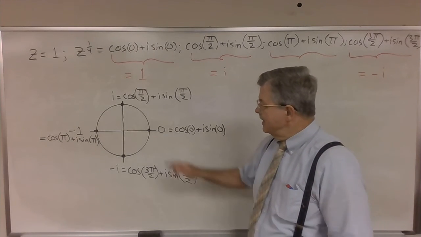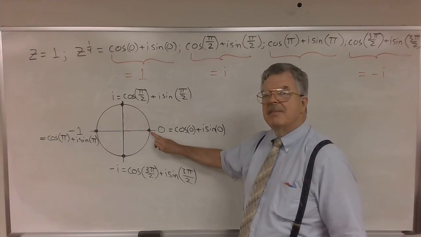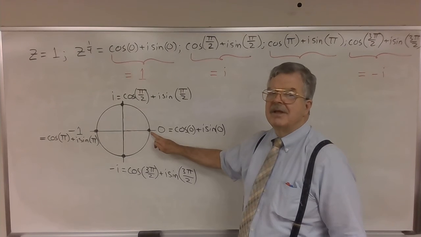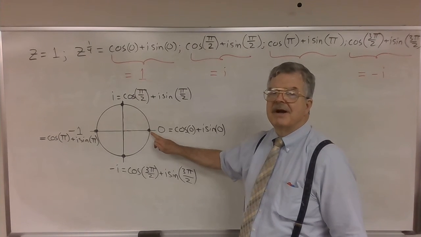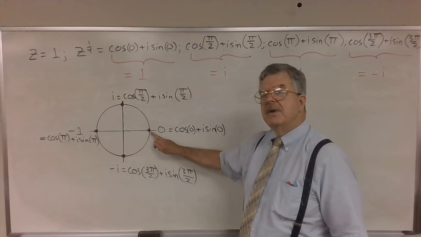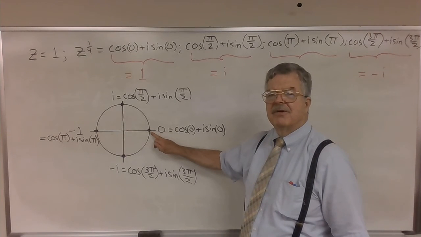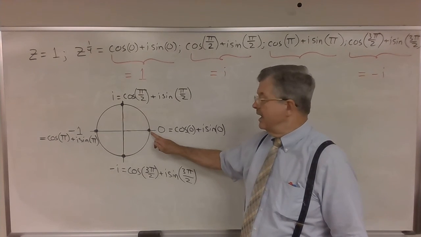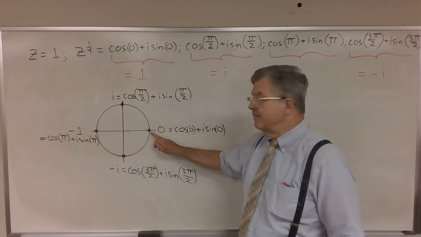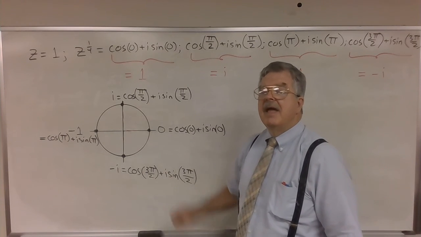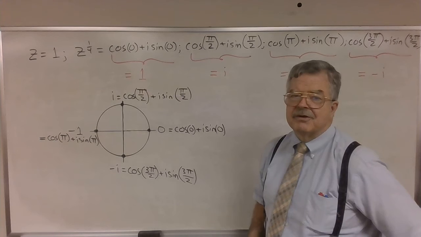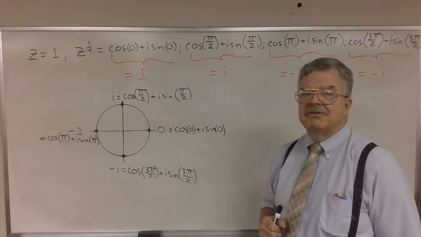We know that the nth root of 1, no matter what n is, n being 1, 2, 3, 4, 5, 6, 7, 8, we know that the nth root of 1 for any positive whole number n, one of them is going to be right here. And all of the others are going to be equally spaced around the circle.